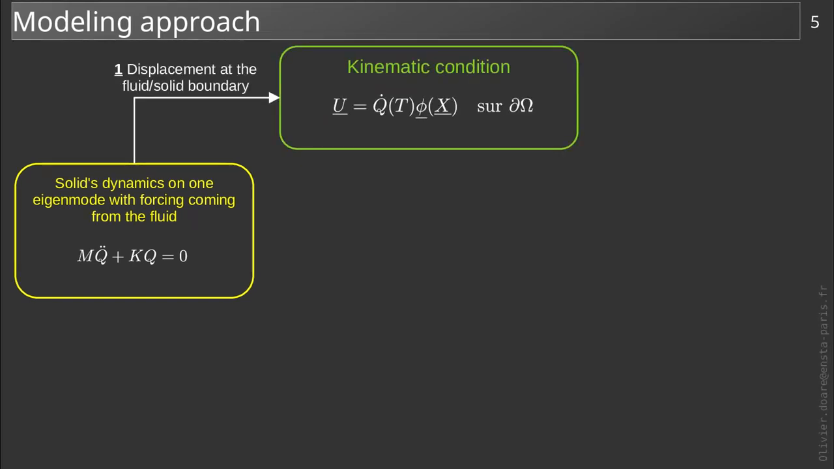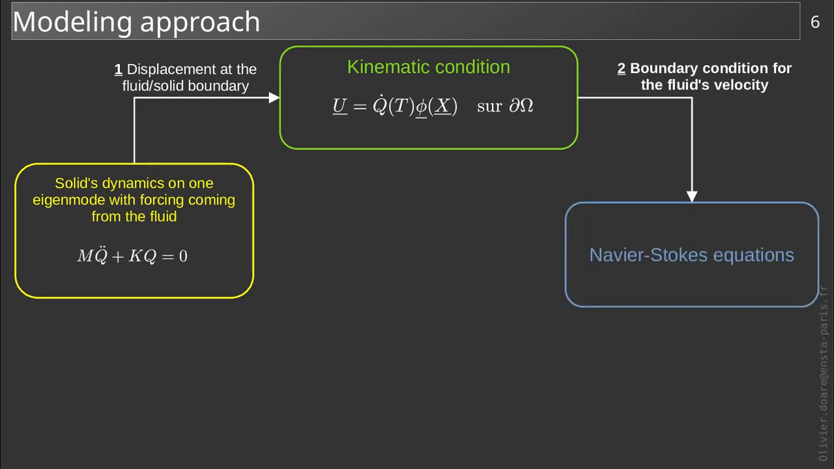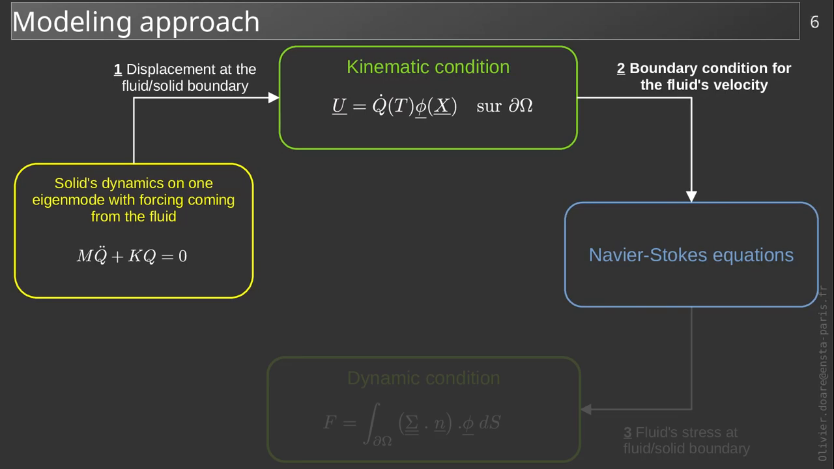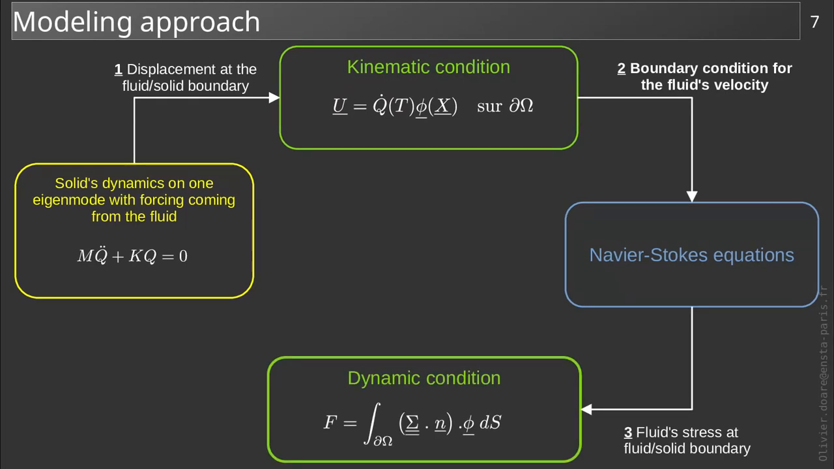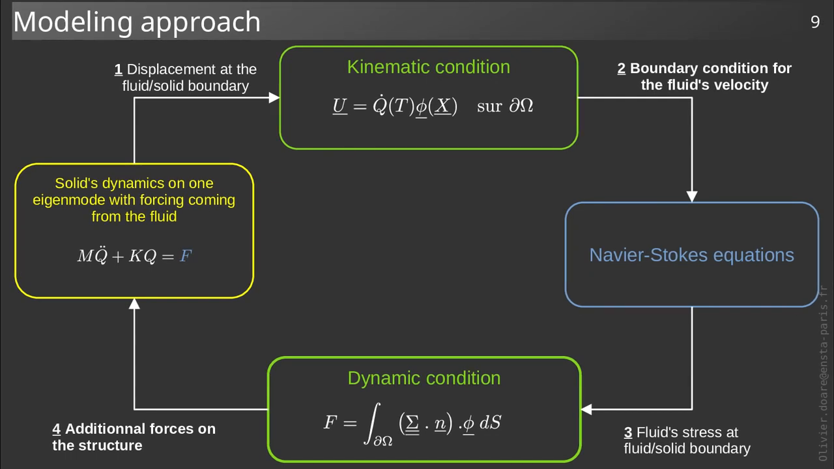The motion of the structure along this mode imposes a velocity at the fluid-solid interface. This defines a boundary condition for the Navier-Stokes equation in the fluid. The latter then exerts a modal force on the structure, which is the projection on the modal motion of the fluid stress at the interface. And finally, a force from the fluid appears on the right of the oscillator equation.